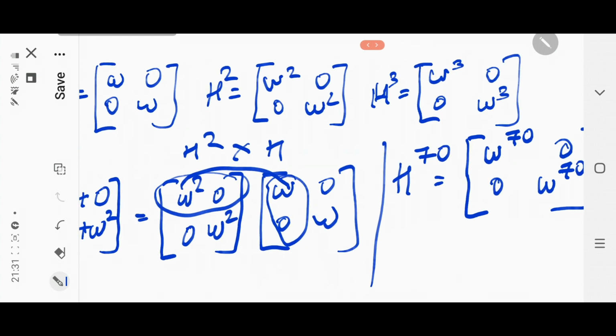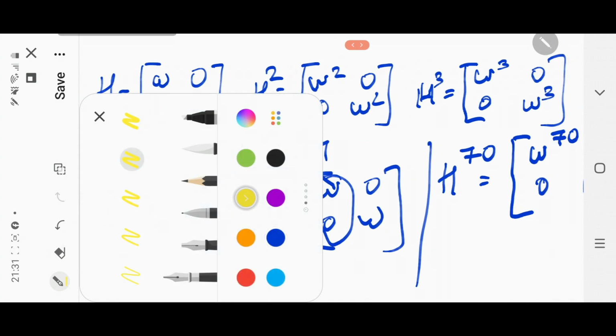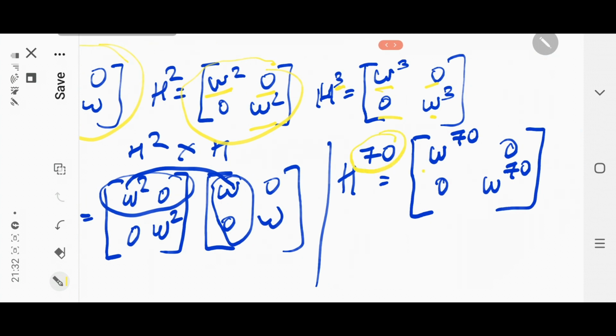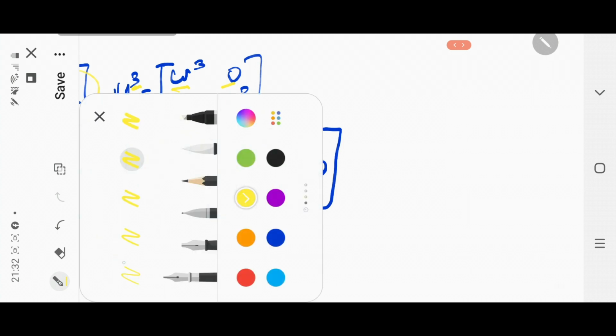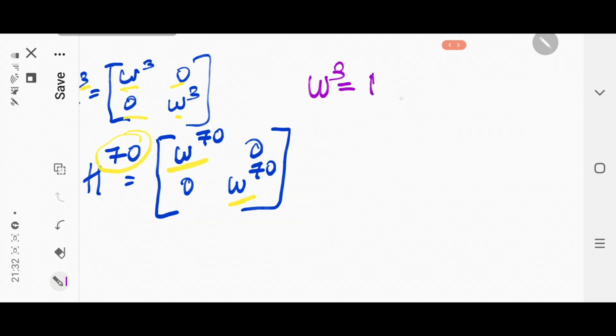Do you understand? Here H is given as this. When you find H square, it is omega square 0, 0 omega square. When you say H cube, it is omega cube 0, 0 omega cube. If it's H raised to 70, it will be omega raised to 70, 0 and 0 omega raised to 70. As you know, when you studied the cube root of unity, you studied that omega cube is equal to 1.